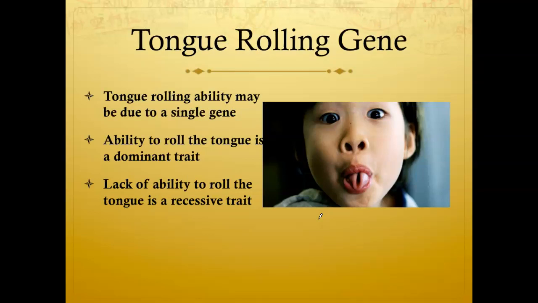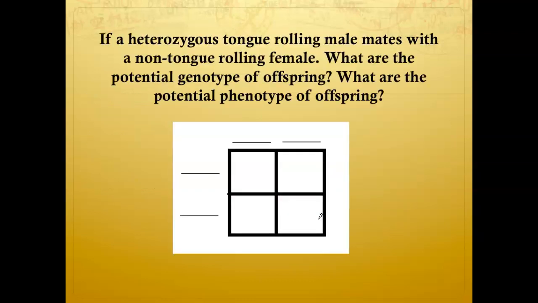Okay, tongue rolling gene. So the tongue rolling ability may be due to a single gene, and those who are able to roll their tongue have the dominant trait, and those who cannot roll their tongue have the recessive trait. So let's look at this problem over here. If a heterozygous tongue rolling male mates with a non-tongue rolling female, what are the potential genotype of the offspring and what are the potential phenotype of the offspring? So we have heterozygous tongue rolling male. So a dominant allele and a recessive.